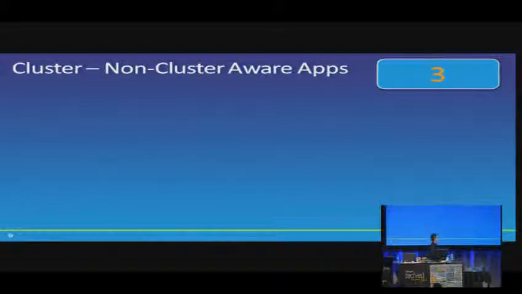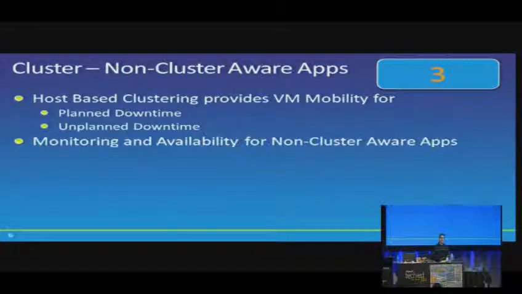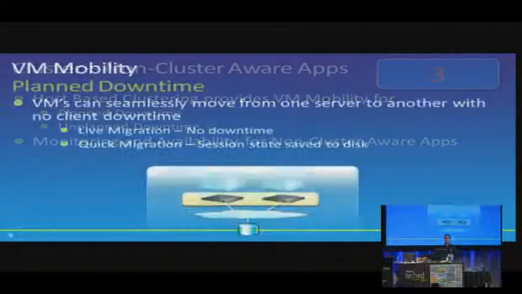The reason customers use virtualization is they get the clustering capabilities without having to actually have an application that's cluster aware. So you're clustering the host, and that allows you to get these non-cluster aware applications clustered. By host-based clustering, we provide the VM mobility for both planned and unplanned downtime, as well as the monitoring and availability for these virtual machines, meaning that I can see what's going on with the virtual machine and take corrective action if something happens to it. And we'll talk a little bit about that in a few minutes.